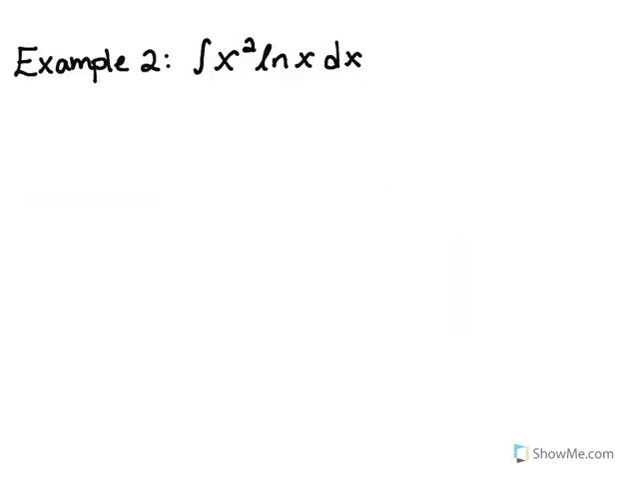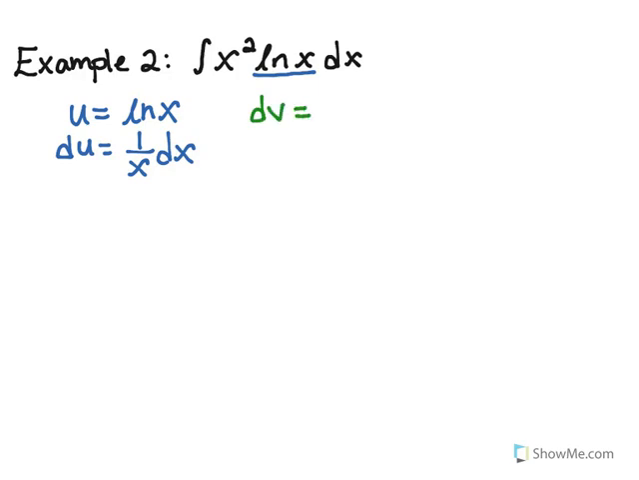Problem number 2. Again, we want to start by picking out a u and therefore a dv as well. So go through the list. LATE. L, logarithm. I see a logarithm here, so I'm going to do u equals ln x. The derivative of that is 1 over x dx. And now I need my dv. dv is whatever's left over from the original integrand. So it's x squared dx.